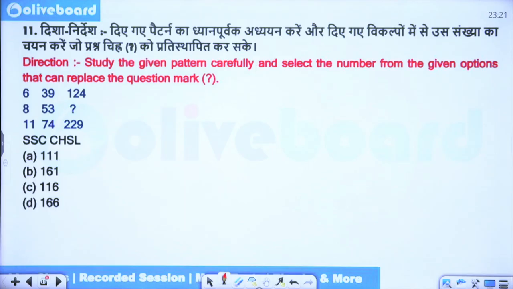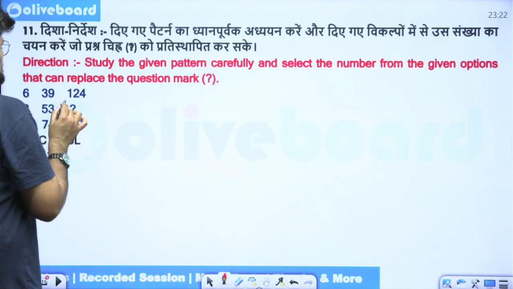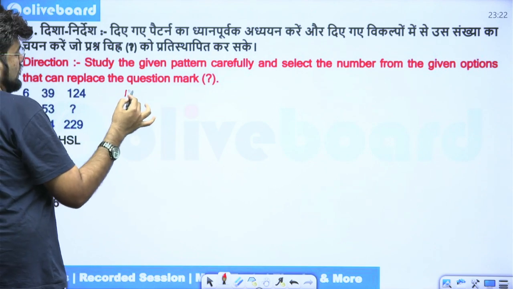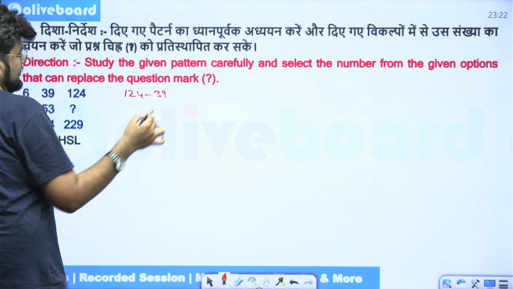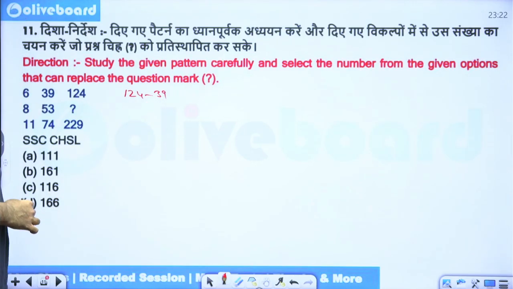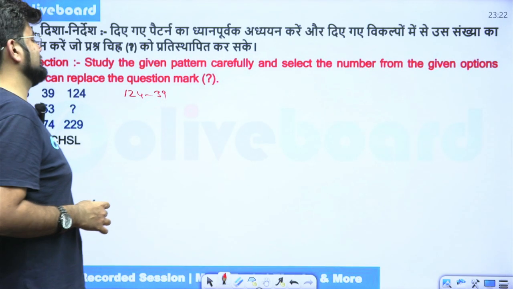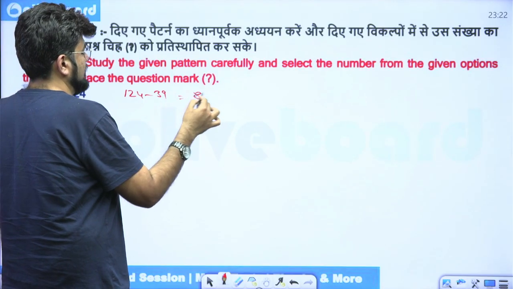What you do is subtract the larger numbers. Okay. Subtract the larger numbers, because sometimes we just might not understand what is happening. So 124 minus 39. This is 85, right?